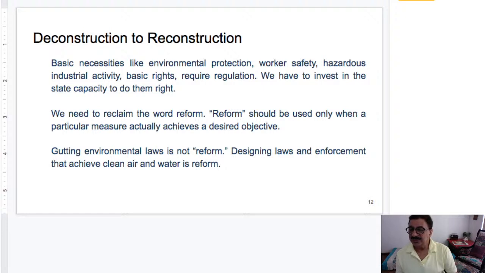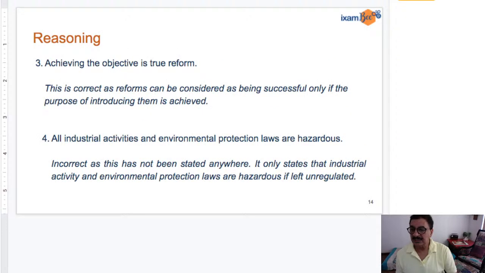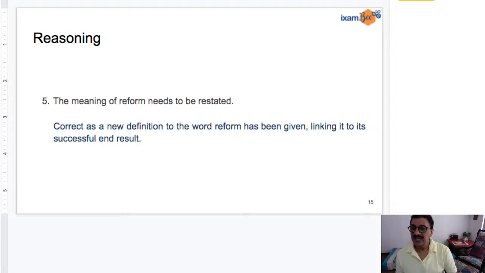Now we come to the last logic, that would be the meaning of reform needs to be restated. Correct, as a new definition to the word reform has been given, linking it to successful end result. This is correct. The meaning of reform needs to be restated. That you can derive from here.